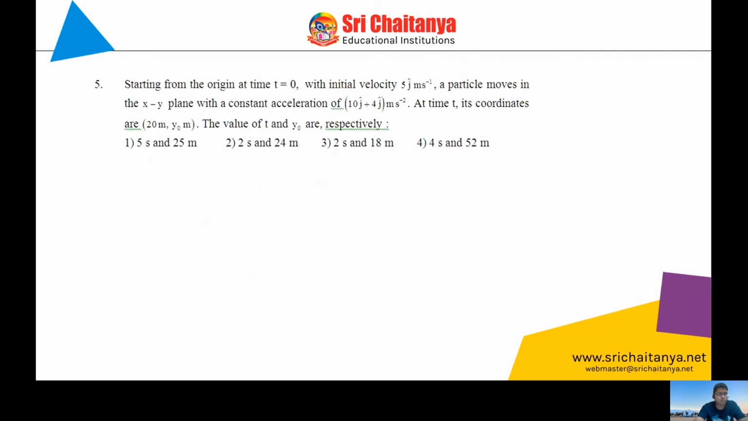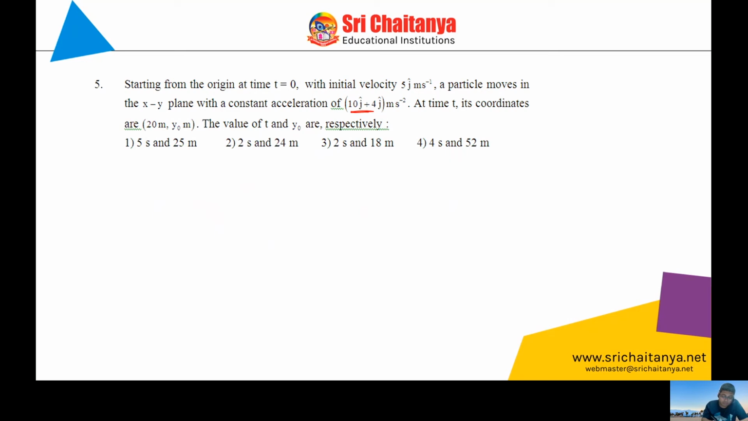Okay, let's move on to question number 5 now. So question number 5 is a simple question of kinematics. This says that starting from origin at time t equal to 0 with initial velocity 5j meter per second, a particle moves in the xy plane with a constant acceleration of this much. At time t its coordinates are given to us as 20 comma y naught. So the values of t and y naught are, respectively.